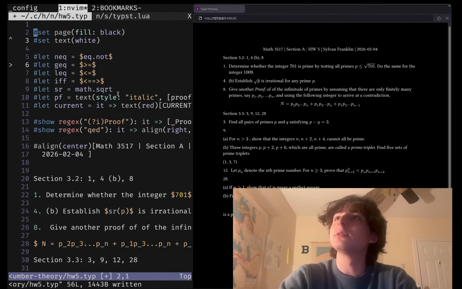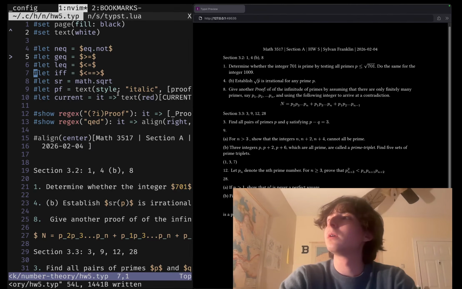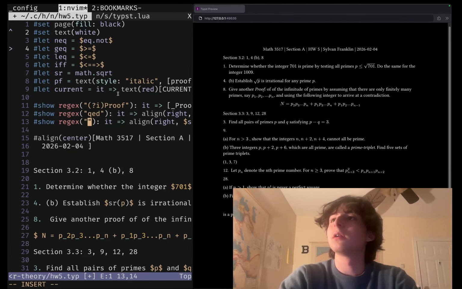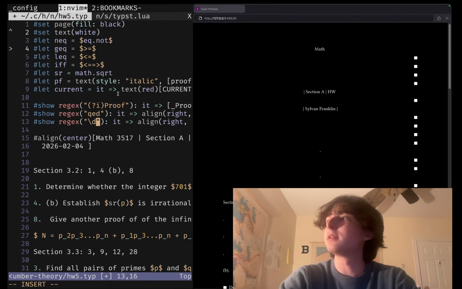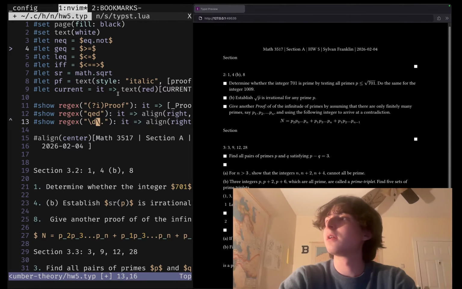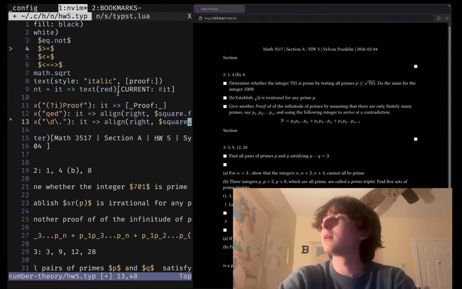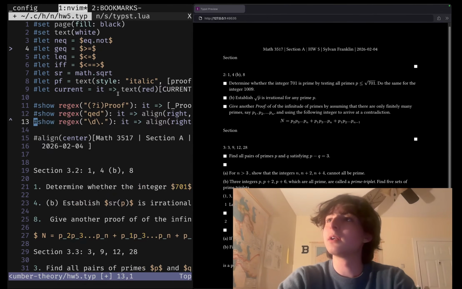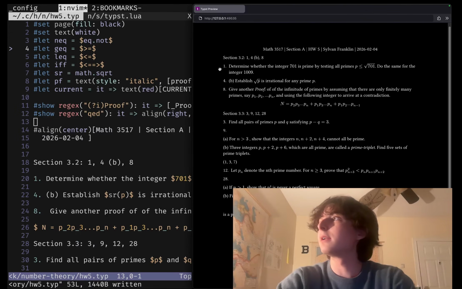And then also, I guess bolding numbers would be nice. \D, is that how you get digits? Is that going to align right? I don't know. It doesn't really matter. All right.